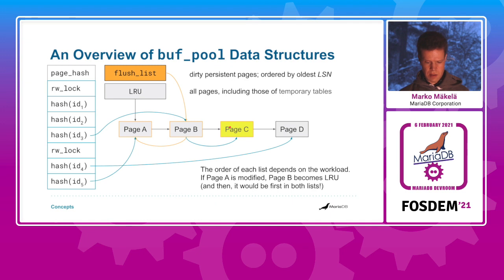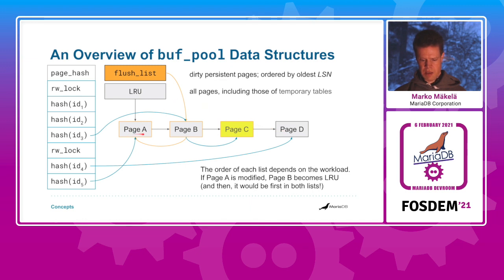And we see that this hash table entry is pointing to two different pages, and the other two pages are directly pointed to by the hash table. The LRU list, the least recently used pages list, is also covering all the pages that exist in the buffer pool. So all 4 pages are linked there.